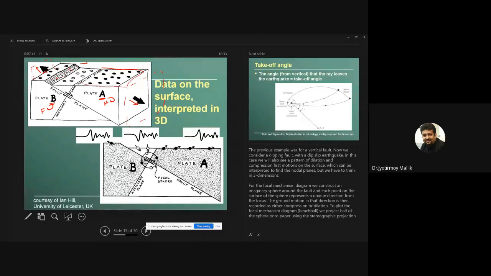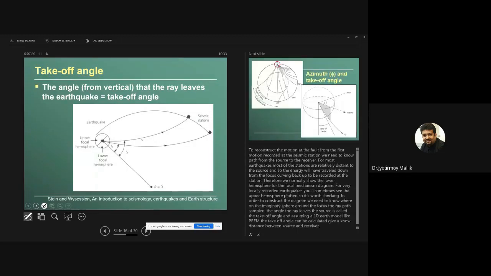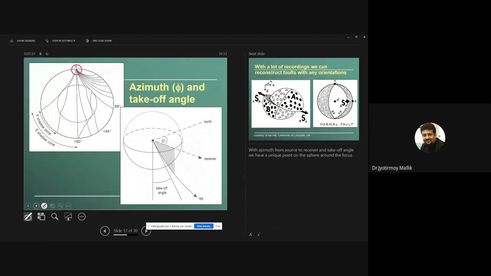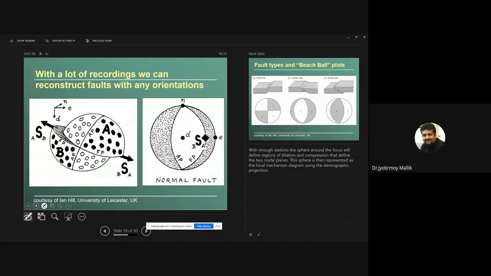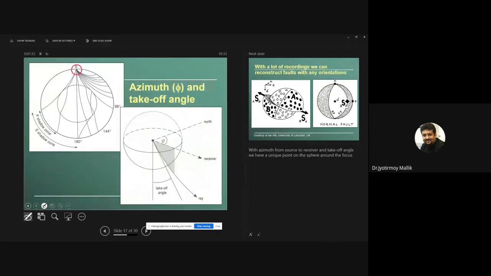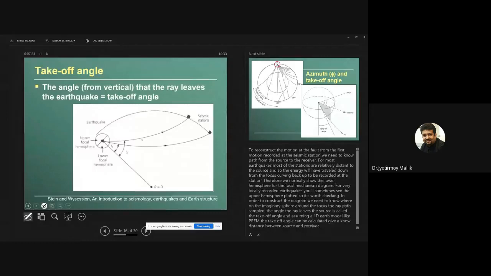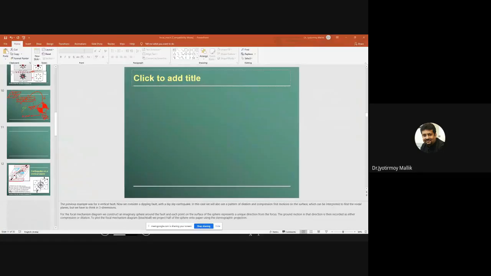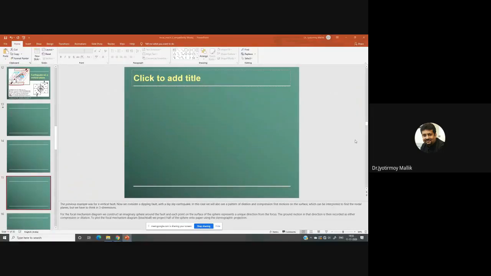Okay. Now, if I observe this type of pattern, let me just put an empty slide and then explain this part.